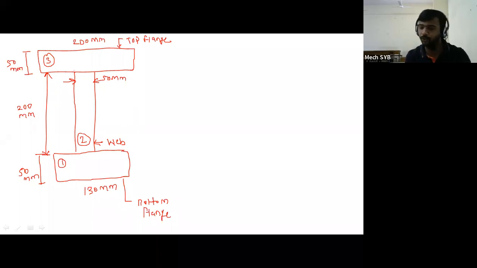Okay, so take this particular figure in your notebook. The remaining part we will take in the next lecture. Okay, so with this today we will stop here. This problem we will solve in the next lecture.